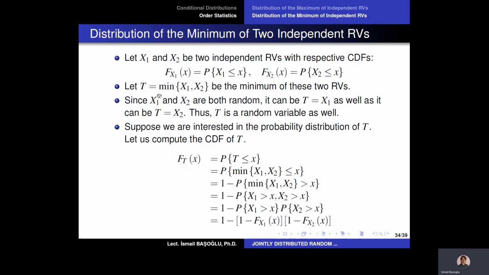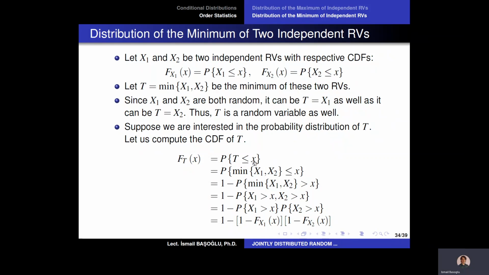Actually, in an automobile, we have several components. We cannot simply determine the lifetime of an automobile based on the two components only. We have several components, but we are trying to simplify the example here. And here, we are interested in the probability distribution of T, the minimum of these two random variables. And in order to identify that probability distribution, we mainly intend to compute the cumulative distribution function of T, which is the probability of T to be less than or equal to an arbitrary x.